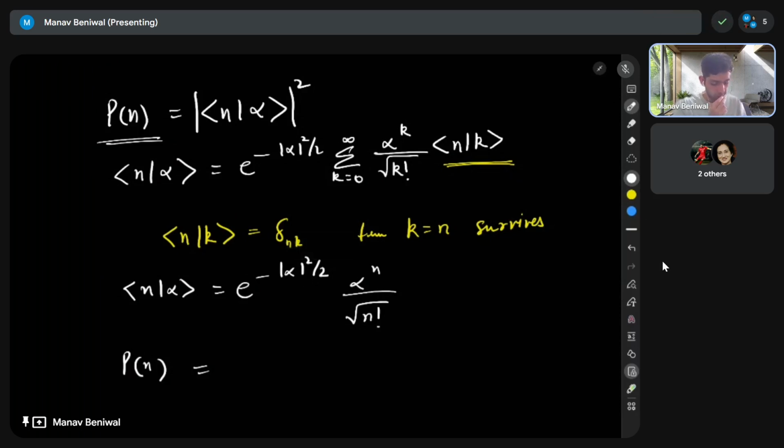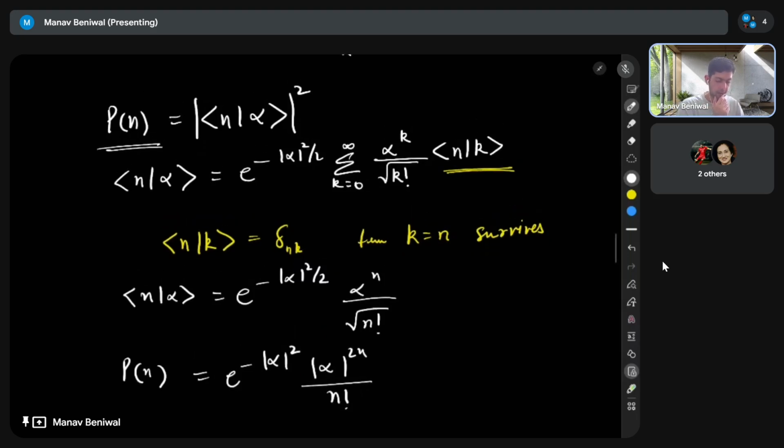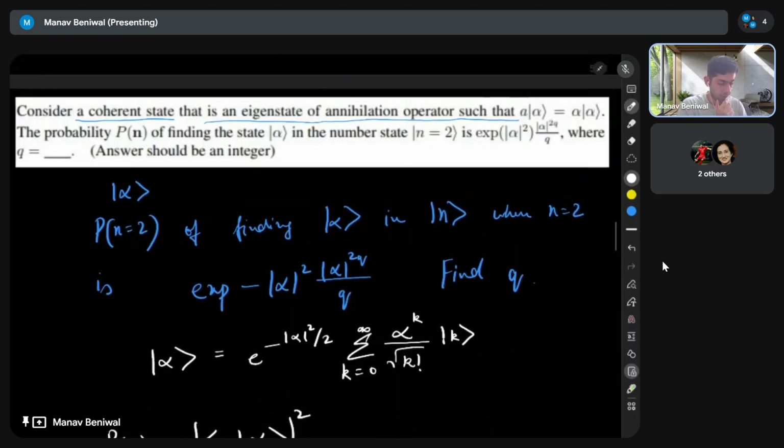Okay, so this 2 will go away and we will have e to the minus mod alpha square here, right? And then this will be mod alpha to the 2n divided by n factorial. Okay, and now let's compare this with what we are given.